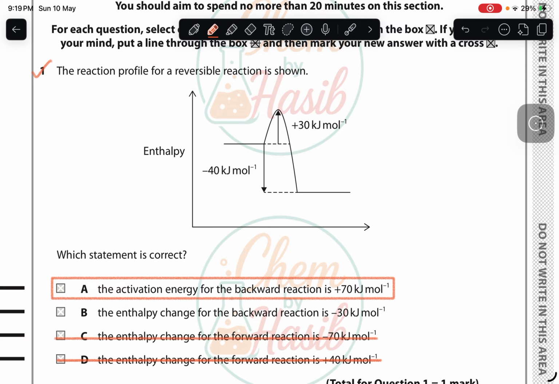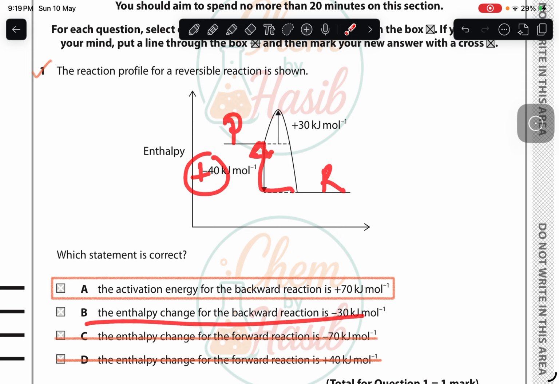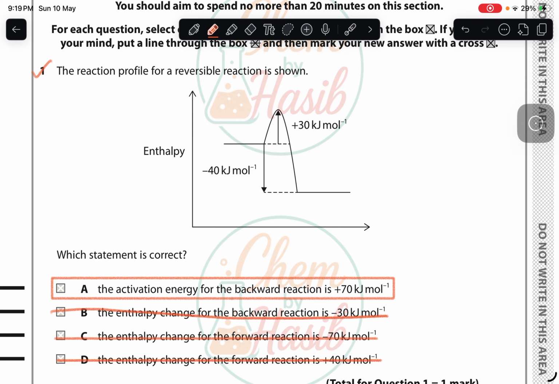For the backward reaction, this is the reactant, this is the product. This would be the enthalpy change. The enthalpy change would be plus 40. So as we move from reactant to the product, the enthalpy change would be plus 40, right? So B is also the wrong statement. Now let us look at A, which is the answer. This is the correct answer.